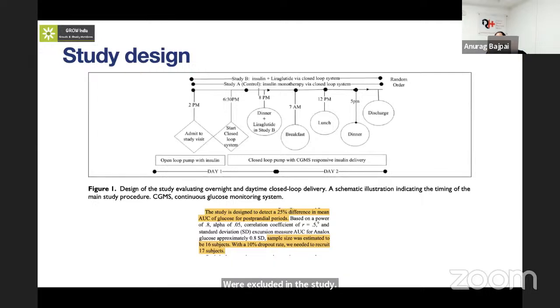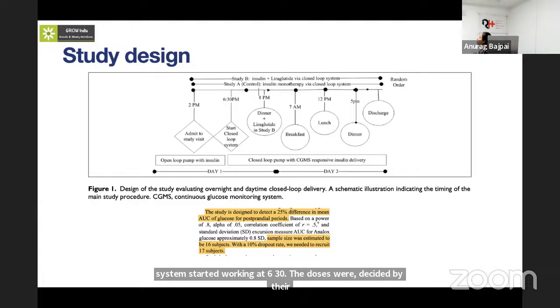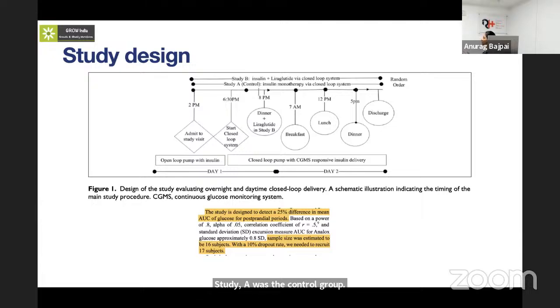This was a short study, a 24-hour study, and patients were called on day 1 at 2 p.m. The study was started at 6:30, so their closed loop system started working at 6:30. The doses were decided by their insulin requirements in the last 3 to 7 days. Study A was the control group, wherein only the insulin pump was continued until the study period, that is next day 9 p.m.